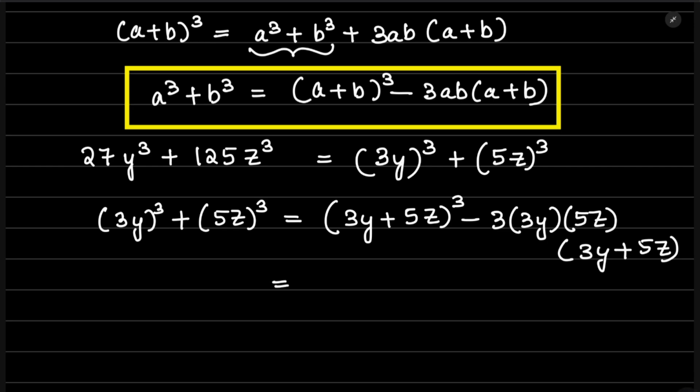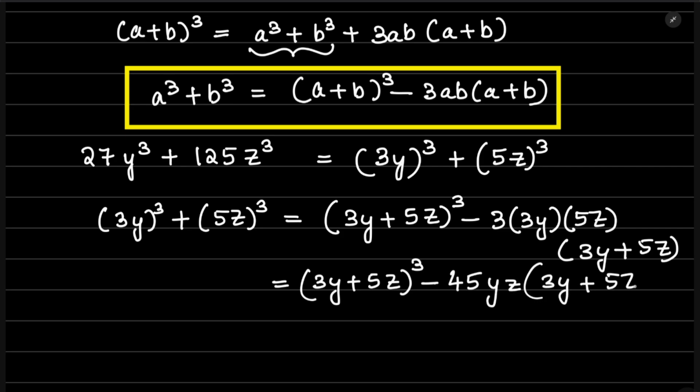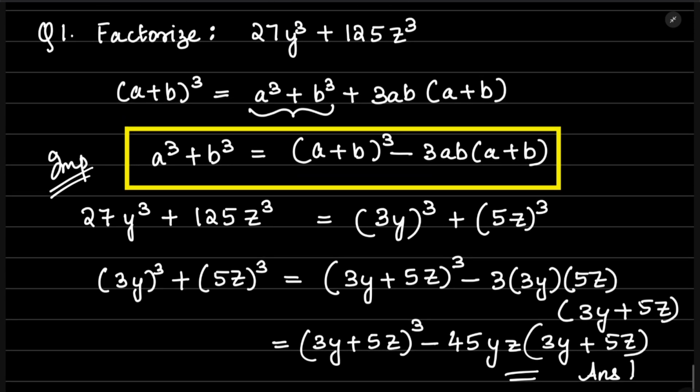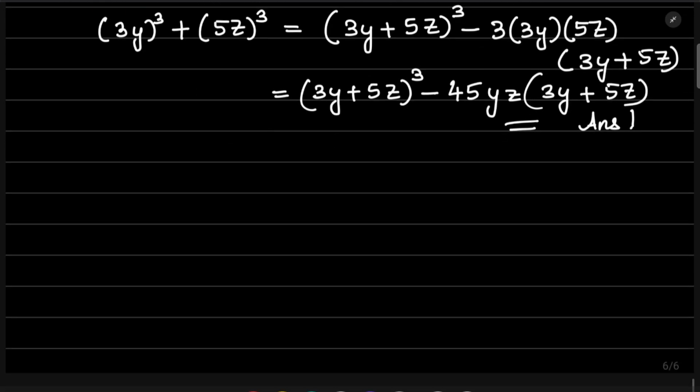You can probably simplify it further: 3y plus 5z the whole cube minus 3 times 3 is 9, 9 times 5 is 45, yz into 3y plus 5z. Or you can leave it like this, and this is your final answer. This is important, you have to remember the a cube plus b cube formula. Pause the video and try it yourself. I will give you another question. You have to do it the same way. It will again be a factorization problem.